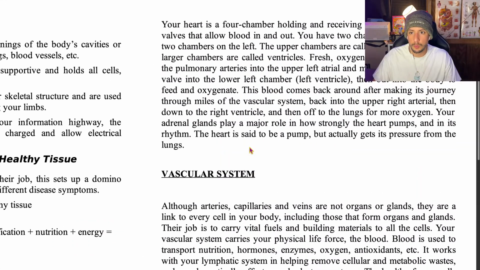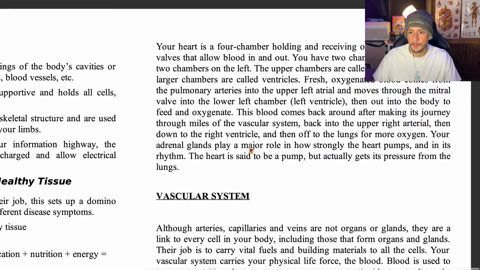Let's go into module 2.5 right here. Alrighty, your heart is a 4-chamber holding and receiving organ with a system of valves that allow blood in and out. You have 2 chambers on the right and 2 chambers on the left. The upper chambers are called atria, and the lower, larger chambers are called ventricles. Sorry, I can't talk today, apparently.